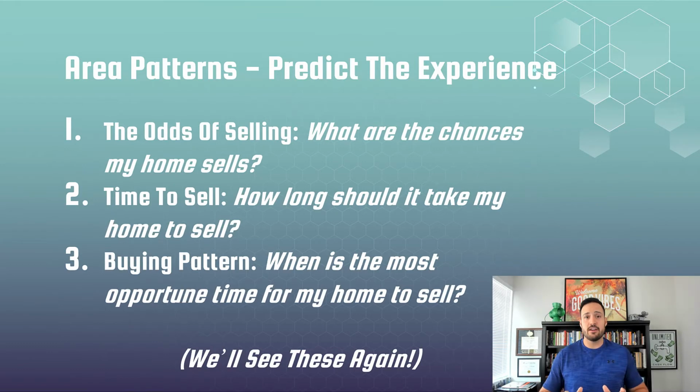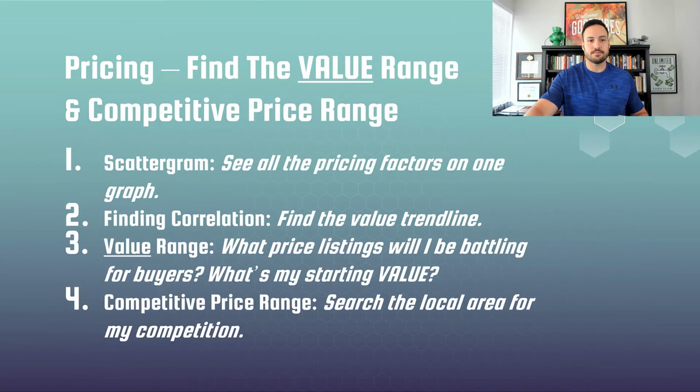Now, this is all about knowing the area to predict the customer experience and be able to answer those key questions, but we will see these graphs again when we get to that positioning step at the end. When we come to pricing, our goal is to find the value range and then a competitive price range. We do this mostly by finding all this information on a scattergram. It allows us to see all the pricing factors on one graph. We're going to find a correlation with a value trend line. We're going to find the value range, which is the range that we think the home should be priced around. But we're going to find the competitive price range, which is a wider swath of where buyers will be looking. And again, I'm going over this very quickly now, but we're going to do this step by step in the software so that you can actually see it in action.